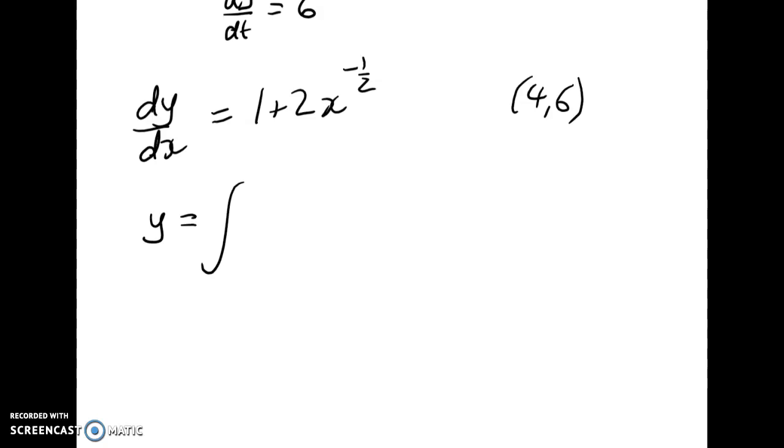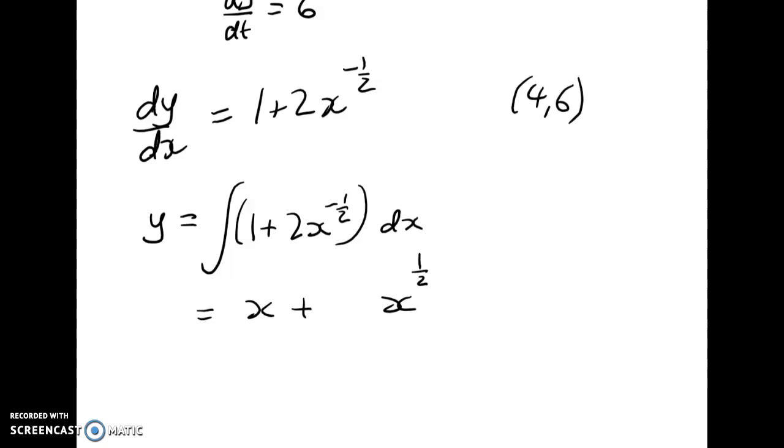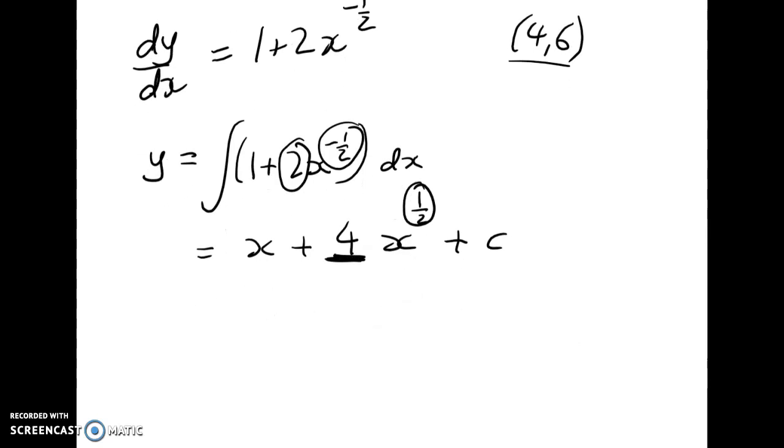So y is the integral of this, which equals x plus something times x to the power of 1/2. To make this equal 2, I need to have 2 times the reciprocal of this here, which is going to give me 4, plus c.